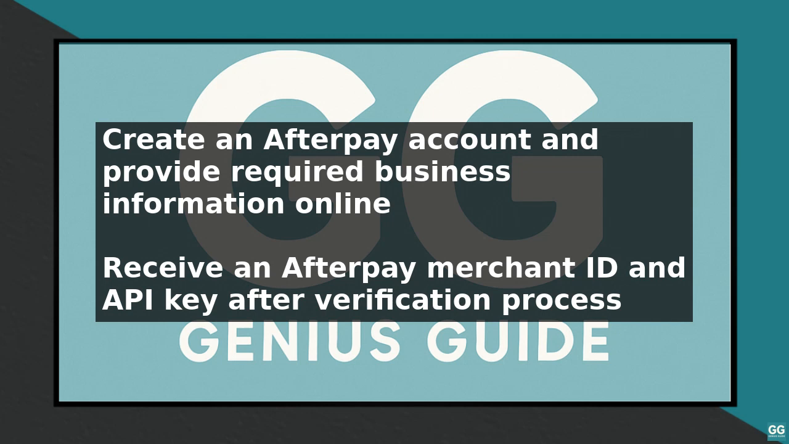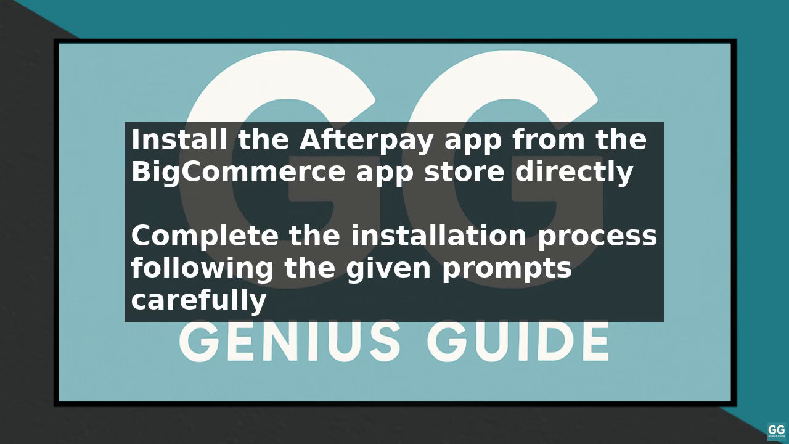Step 3. Configuring Afterpay settings. After installing the app, configure the Afterpay settings in your BigCommerce dashboard. Enter your Afterpay merchant ID and API key, and set up the payment options, such as the minimum and maximum order values. You can also customize the Afterpay branding and messaging on your store.